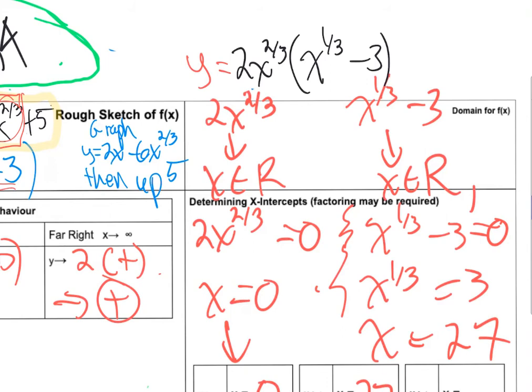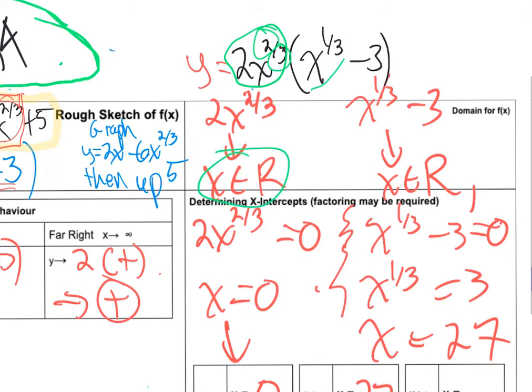Sorry, not range, we're going to look at domain. So I look at this part. You always look at the factors separately. Can I have negatives in x to the 2/3? Well, it means cube root and then square. Can I cube root a negative and then square it? Sure I can. So I can have negatives and positives. So that's anything. X belongs to the real numbers.